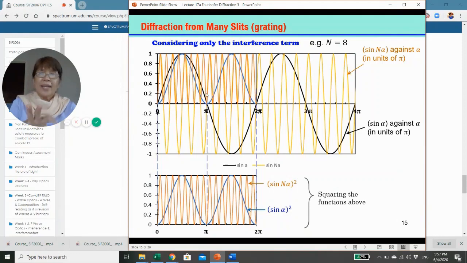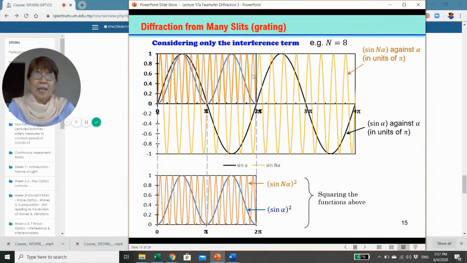Now let's look at it graphically for an example whereby we have taken n equals 8. The sine n alpha function against alpha in units of pi. Over here you can see units of pi. And this black one is sine alpha against alpha, also in units of pi. Okay, so then this is what you're going to see.